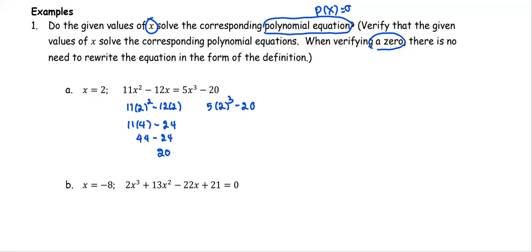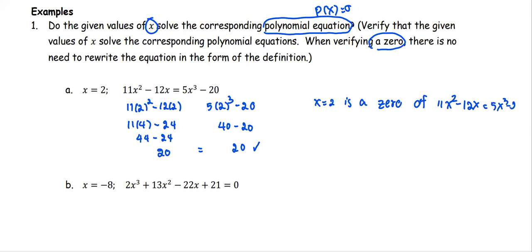For the right-hand side, 5 times 2 to the third is 8, 8 times 5 is 40, and 40 minus 20 turns out to be 20. So we have the left equals the right quantity. That means we have a true statement. So we can say that x equals 2 is a zero of the polynomial equation 11x squared minus 12x equals 5x to the third minus 20.